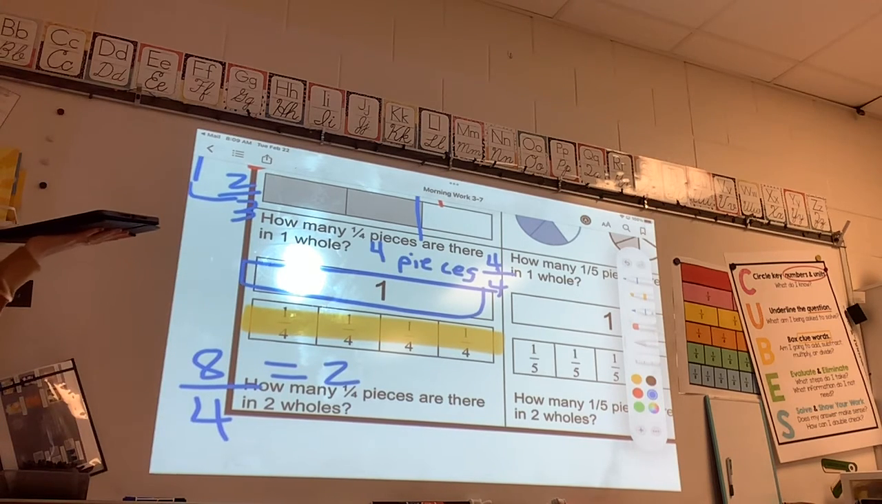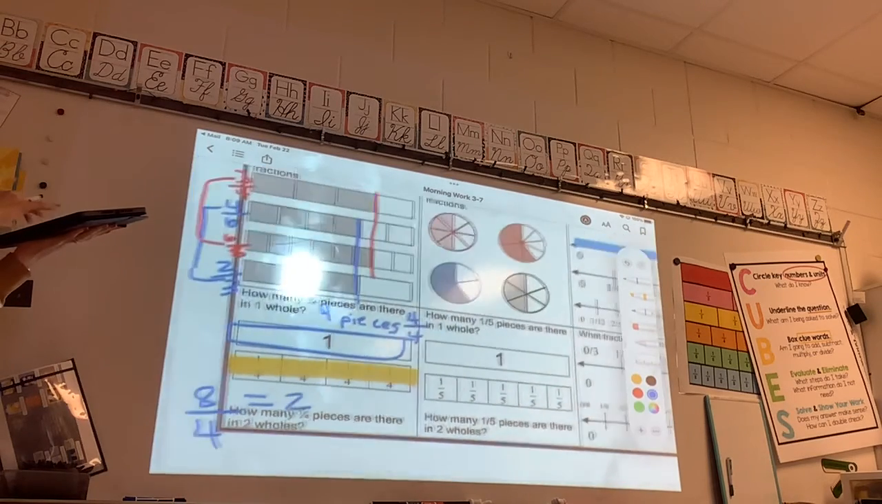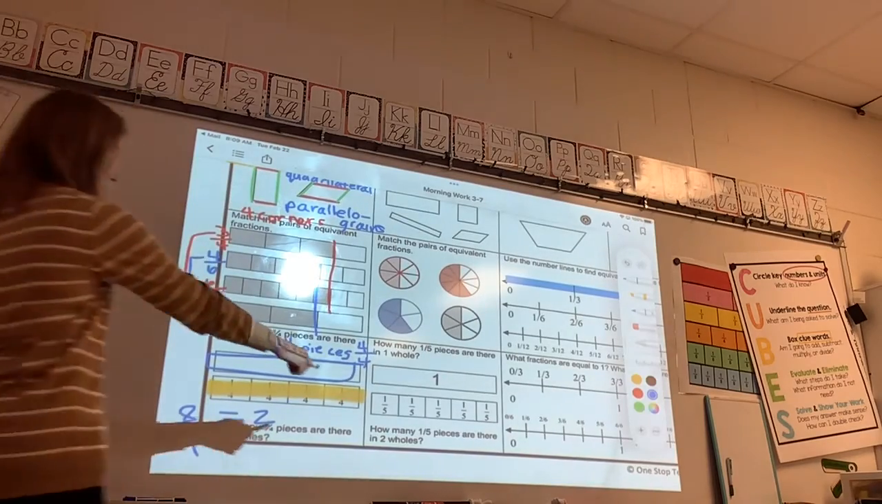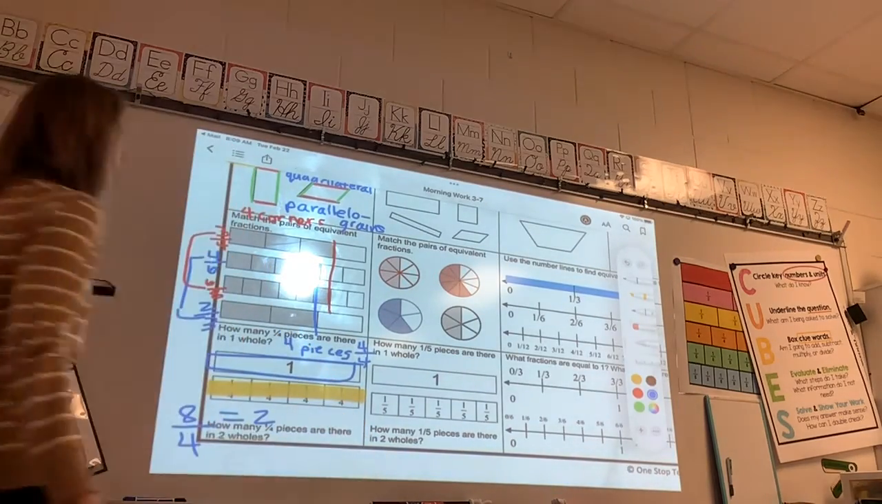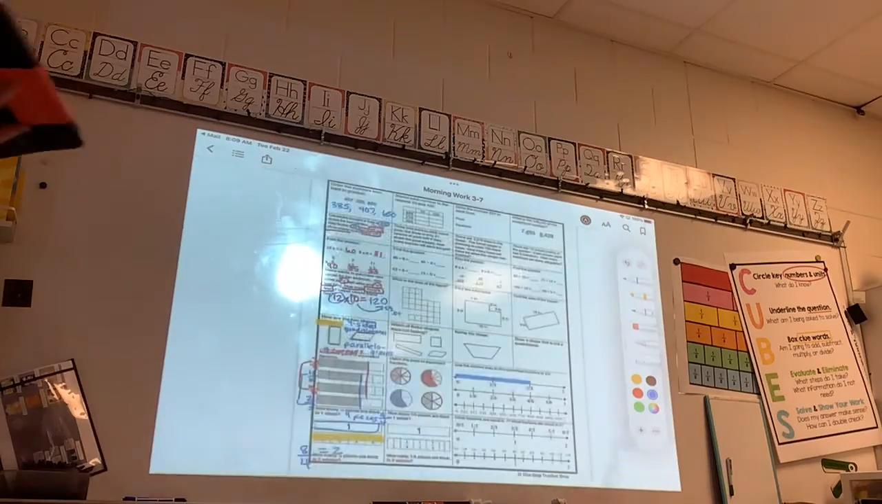Yeah, it can also be 1 on 4. So tomorrow we're going to have another one like that, where you're talking about 2 wholes, in challenge mode, basically. Okay.